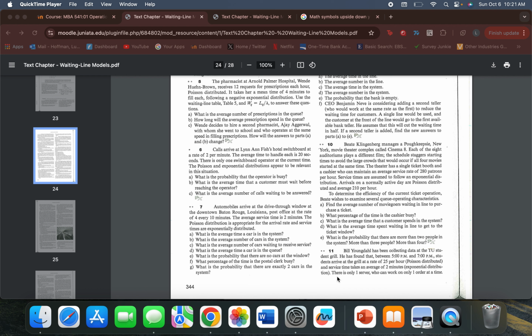This is number 10 for the waiting line models. Basically, the gist of this question is that we are looking at a movie theater complex and trying to solve different questions along the lines of: how long does it take to wait in line? How long is the entire process? How many people would be there at a certain point?